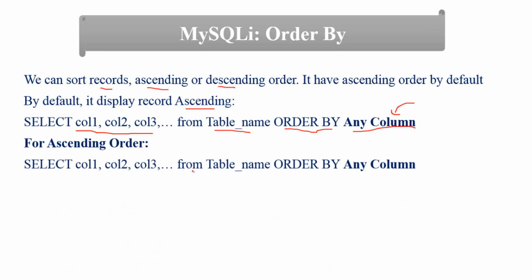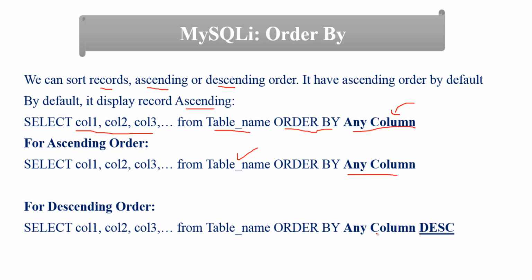You can see the same syntax. Select one column, or multiple columns, or all columns, from any table name you mention here, ORDER BY any column, for example student marks or student ID. On the basis of that column, records will be displayed in ascending order. For descending order, you just have to put a dash here. When you mention this keyword, records will be in descending order on the basis of this column.